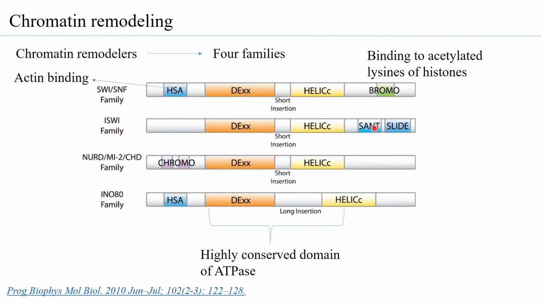The ISWI family has the SANT and the SLIDE domains, which are again histone binding domains. You have the Mi2 family, which is able to bind to histone through the chromo domain, and the INO80 family again has an actin binding domain along with the ATPase domain. So structurally they just differ in certain other domains other than the main domain which is responsible for the ATPase activity.